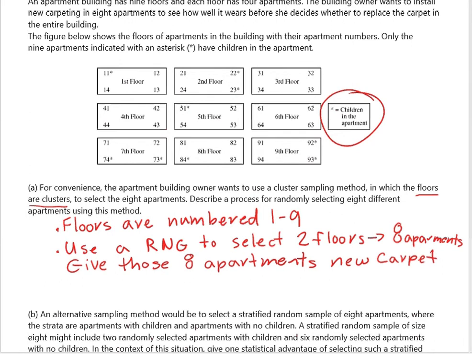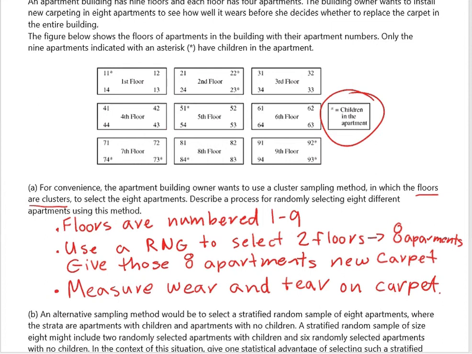Once we've numbered the floors and we've selected our 8 apartments that are going to get new carpet, we want to measure the wear and tear on the carpet. That's the last part, measuring our response variable. Okay, so that is how you would work that question. So let's take a look at part B.